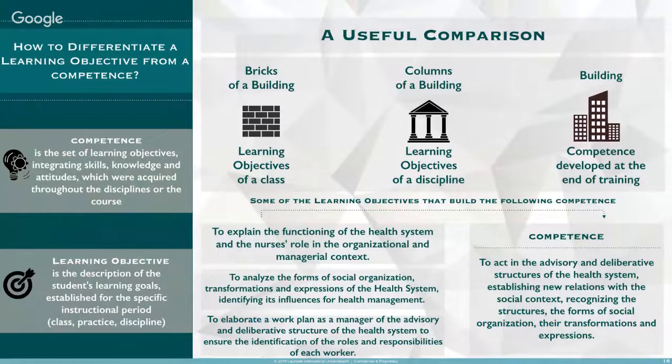Competencies are the set of the learning objectives that integrate skills, knowledge, and attitudes which were acquired throughout the disciplines until the end of the course. They're never developed in one single learning experience. This is too big to be developed in such a short learning experience. But learning objectives are set in only one learning domain, and they are reached at the end of a learning experience, a class, or even a discipline.